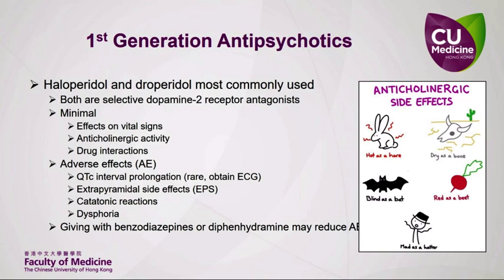Often, the second-generation agents are preferred over these first-line agents. Be sure to monitor QTc interval, especially in patients with cardiac abnormalities, electrolyte imbalances, or hypothyroidism.